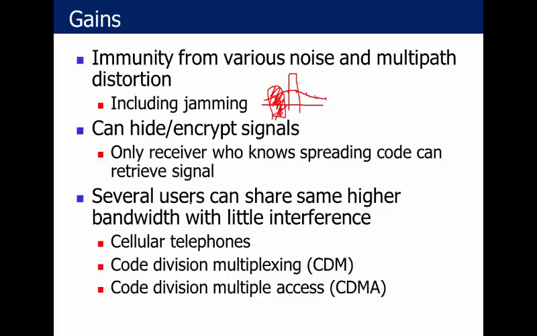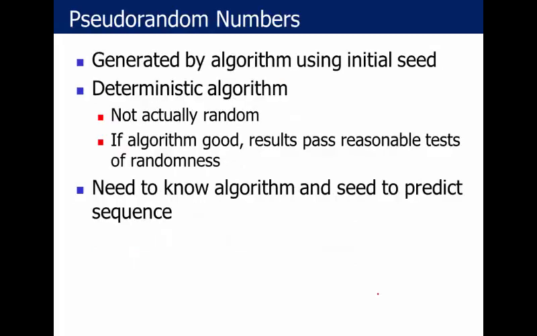Several users can share the same higher bandwidth with little interference. Therefore, spread spectrum signals will be used for cellular phones and CDMA. So we'll look at this CDMA at the end of this slide. First of all, we'll look at pseudo-random numbers, or pseudo noise.